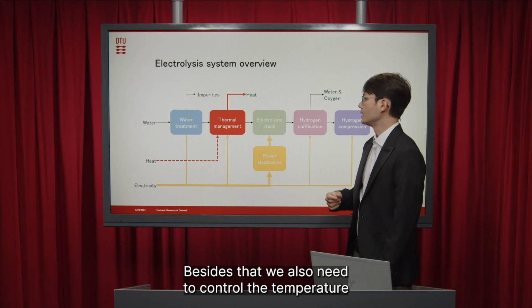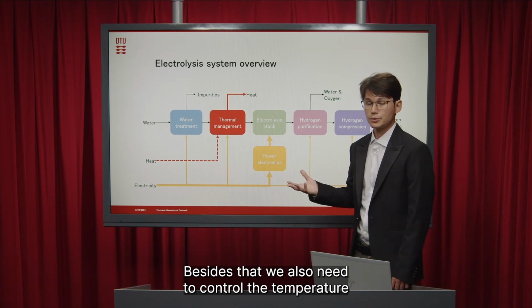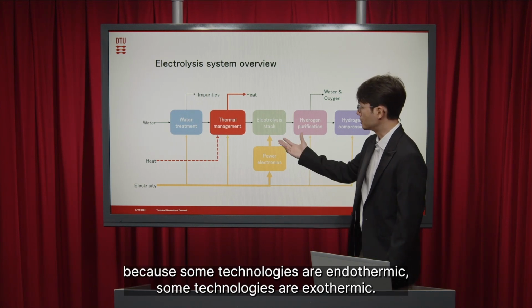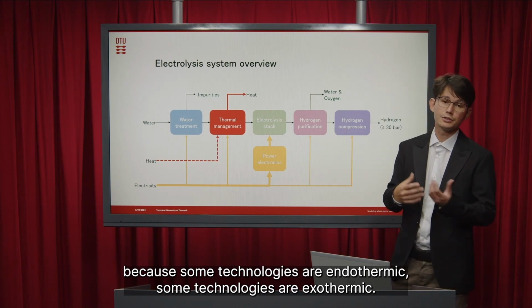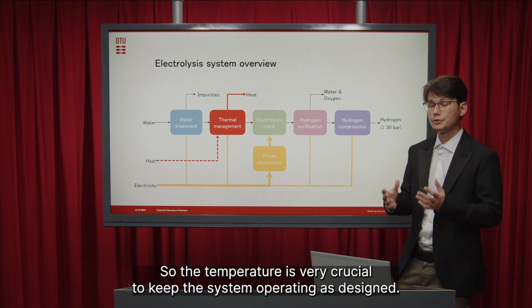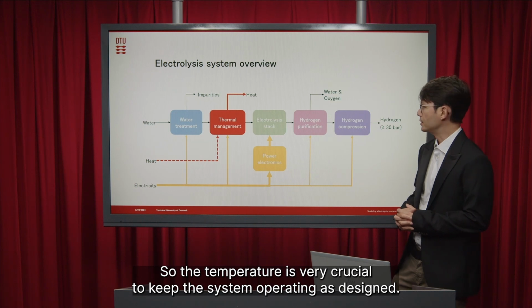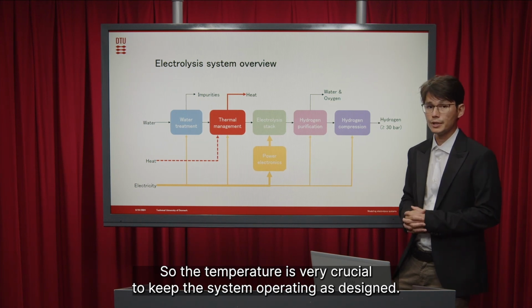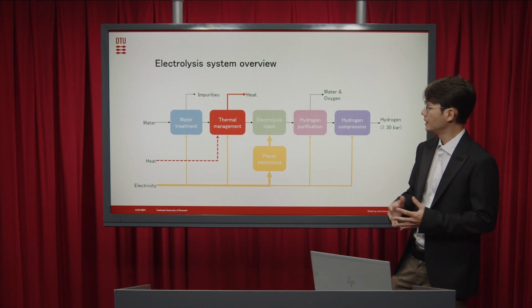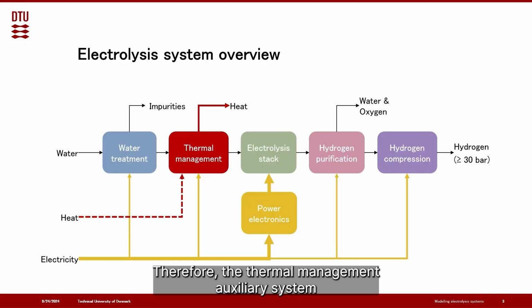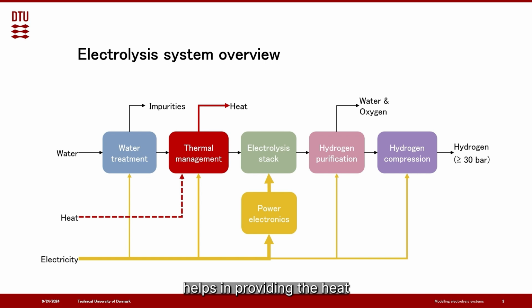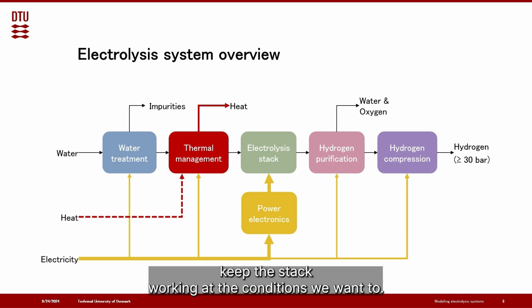And besides that, we also need to control the temperature because some technologies are endothermic, some technologies exothermic, so the temperature is very crucial to keep the system operating as designed. Therefore, the thermal management auxiliary system helps on providing the heat necessary or releasing the heat to keep the stack working at the conditions that we want.